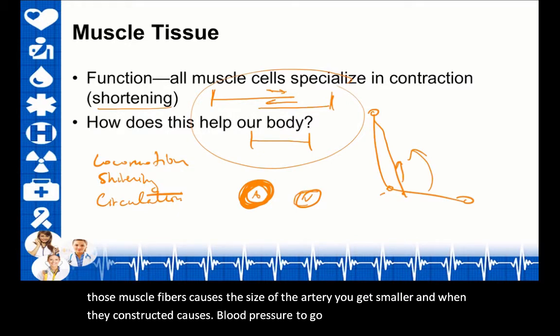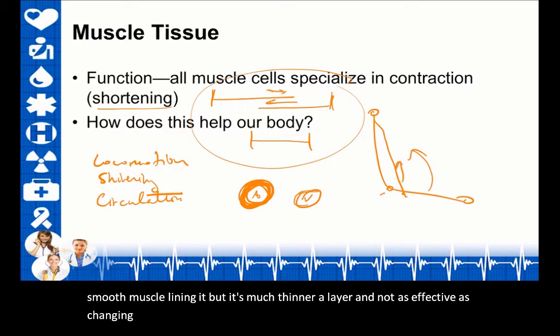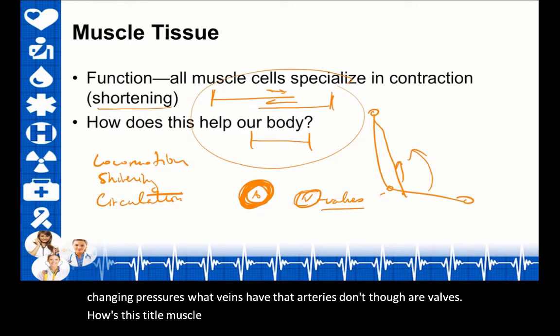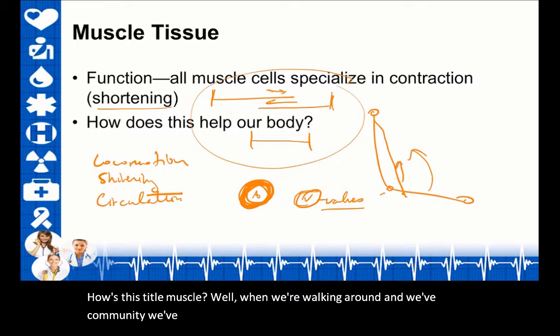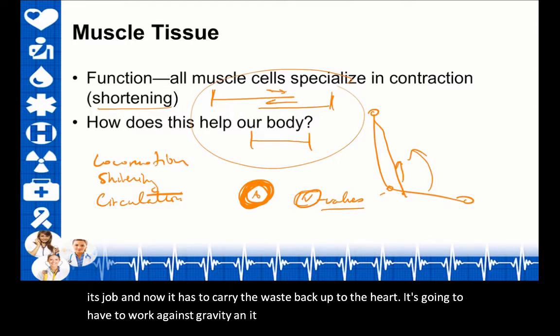But the vein also has smooth muscle lining it, but it's much thinner a layer and not as effective at changing pressures. What veins have that arteries don't, though, are valves. So how's this tied to muscle? Well, when we're walking around and we've gotten oxygen down to our pinky toe or to our foot to do its job, and now it has to carry the waste back up to the heart, it's going to have to work against gravity, and it does so with lower pressure than the artery has.